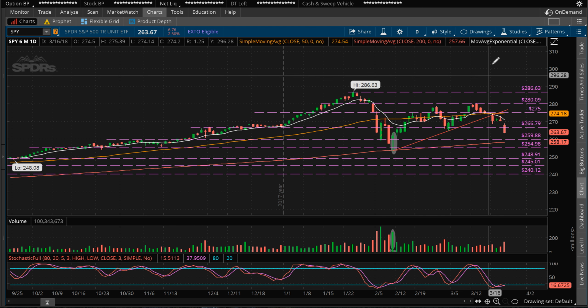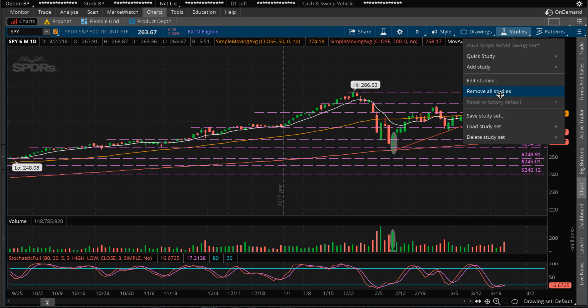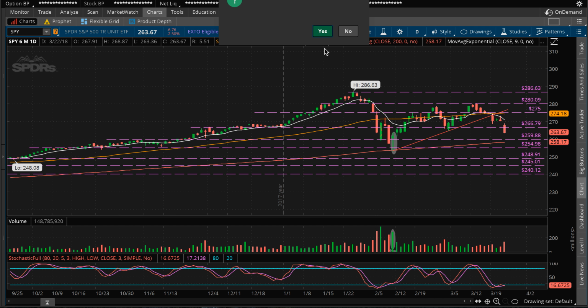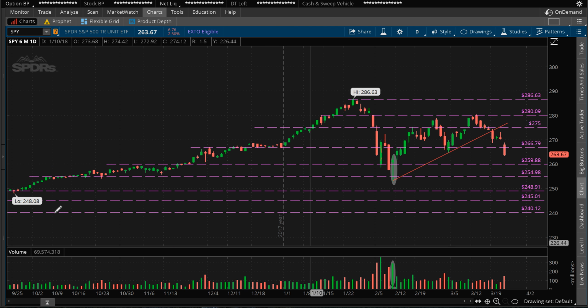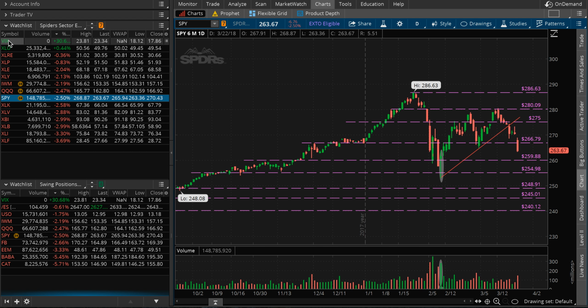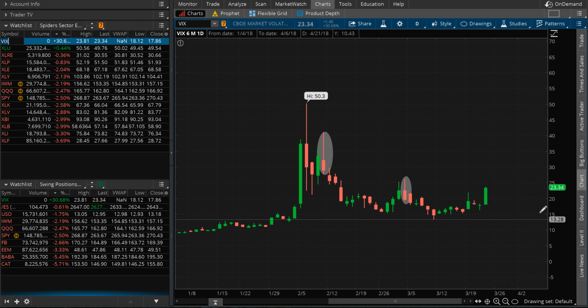But the other important thing that I want to mention is, and let me get rid of these moving averages so you guys can see the chart a little bit better, to keep in mind and look for the VIX. Right now there's fear in the market. The VIX is up 30%. So we want to see tomorrow some sort of inverse hammer like this in the VIX.